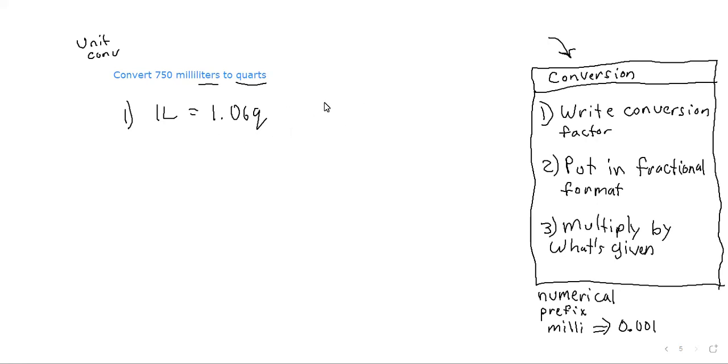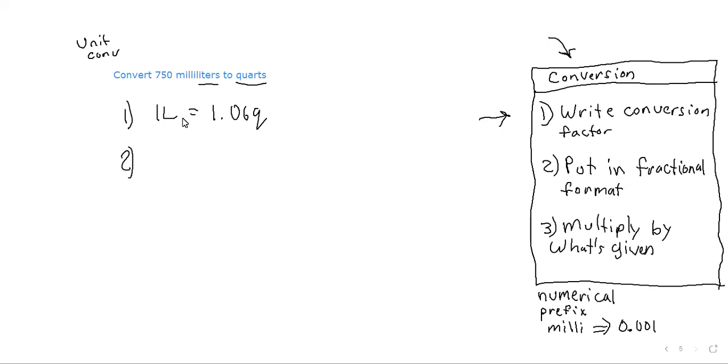All right, so let's get back to the problem. We did step one: we write the conversion factor. It's 1 liter equals 1.06 quarts. Now we're going to do step two, which is to put this in fractional format, because this is an equivalence. We cannot do any multiplication or arithmetic with this at all, so we have to put it in a format that we can do arithmetic with, which is fractional.